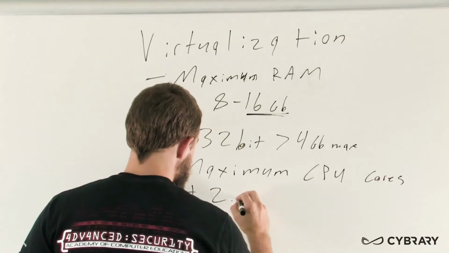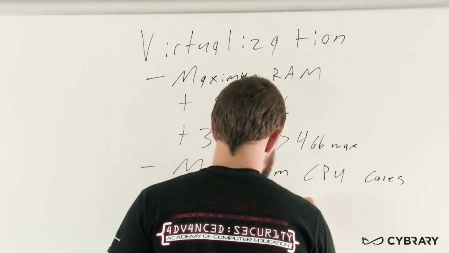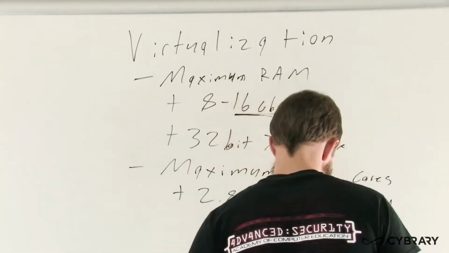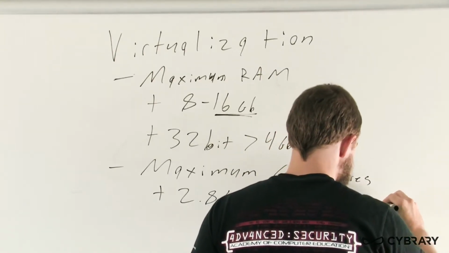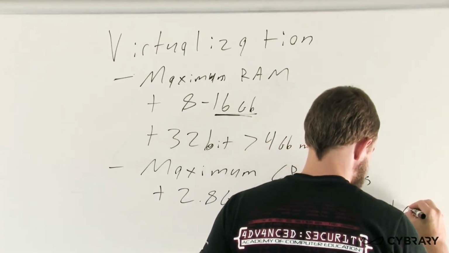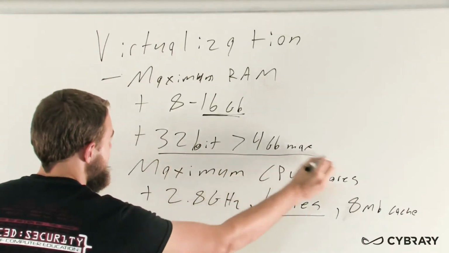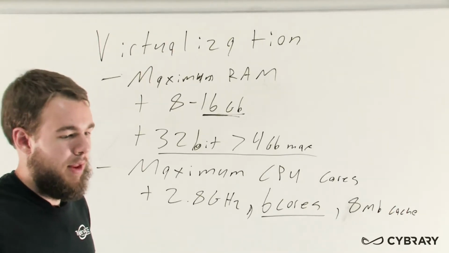Now we want to at least be running at 2.8 gigahertz for our CPU speed. But again, where we want to focus is on at least 6 cores. And we want about an 8 megabyte cache. Of course, we want to make sure that it's 64-bit, again, because 32-bit would max out at 4 gig of RAM, which is not sufficient for our virtual machines.